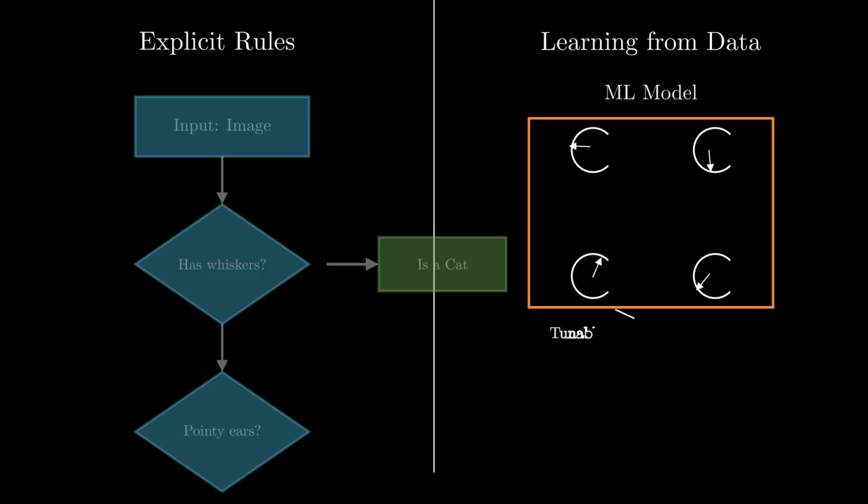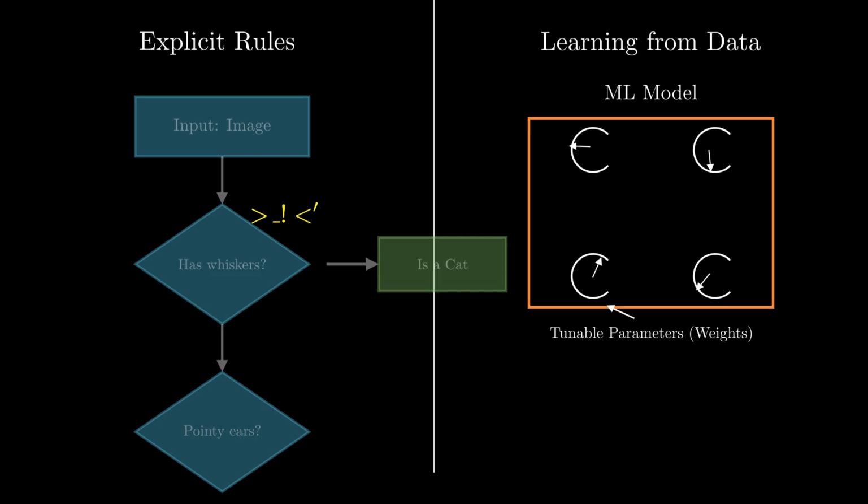This is the world of machine learning. Instead of giving the computer a long list of rules, we give it a model. For now, just think of this model as a box. And inside this box are millions of tiny, adjustable dials. In technical terms, these dials are the model's parameters, or weights. They are the internal configuration of the model that determines its behavior. Crucially, we don't set these dials by hand.